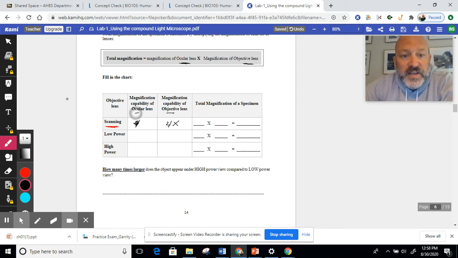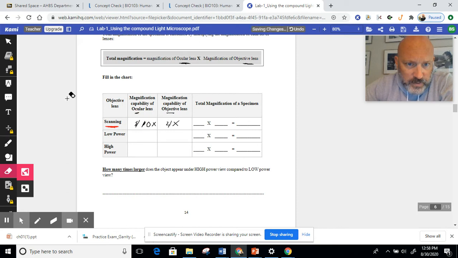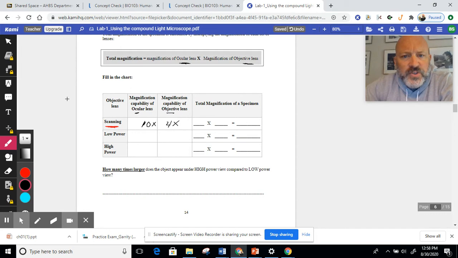Where the eyepiece, the ocular lens, magnifies the image 10x. So we would just multiply 10x times 4x, and that gives us a total magnification of 40x. So when I'm looking at something in the microscope, and I'm using the scanner lens, the scanning lens, that image will appear 40 times larger than it does outside the microscope.